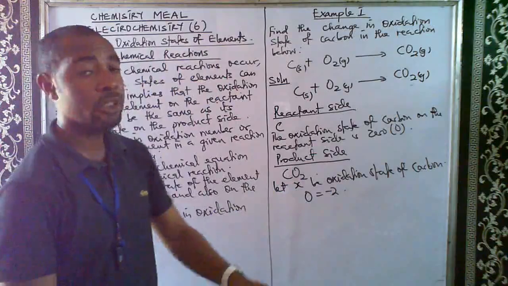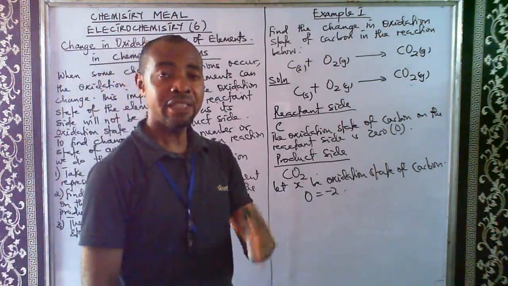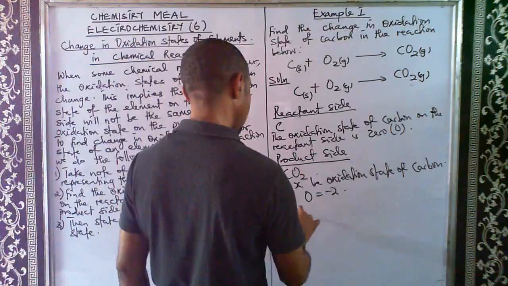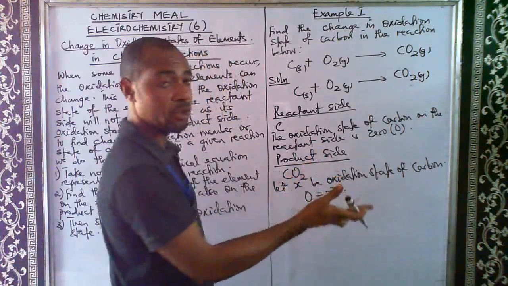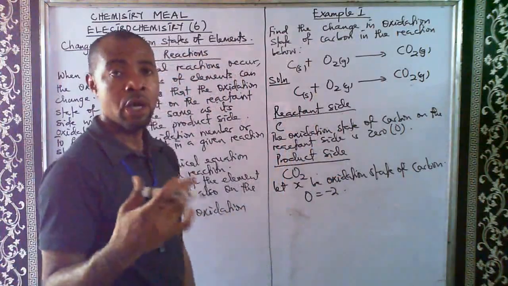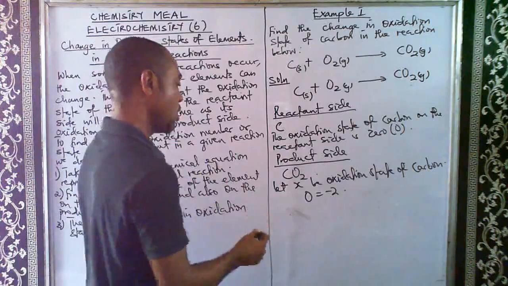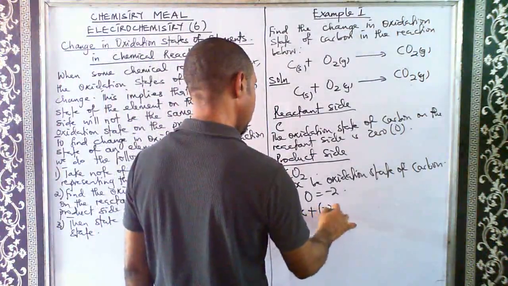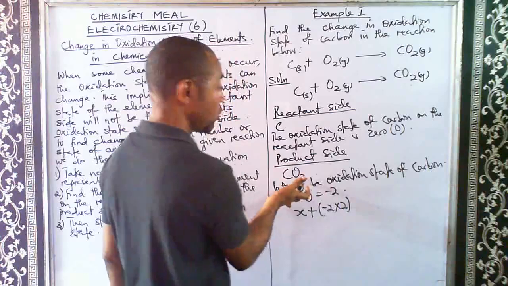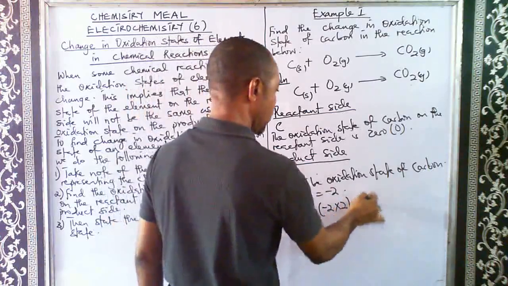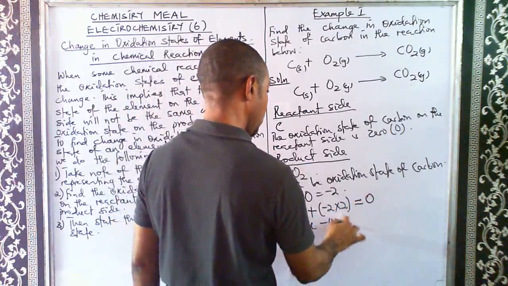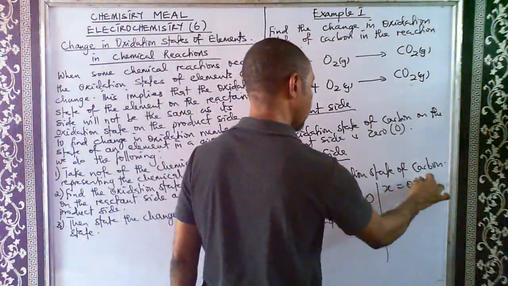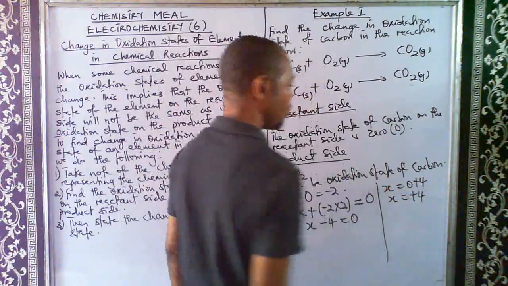From the rules guiding oxidation state, we say the oxidation state of oxygen is minus 2 in all compounds, except in peroxide, where its oxidation state is minus 1. So if we do this, we sum the oxidation states and equate to 0. You need to watch our videos on calculation of oxidation number to actually understand this. So X plus minus 2 times 2, since oxygen is minus 2 and we have 2 atoms of oxygen, equals 0. So I have X minus 4 equals 0, which I can complete as X is equal to 0 plus 4. X is positive 4.